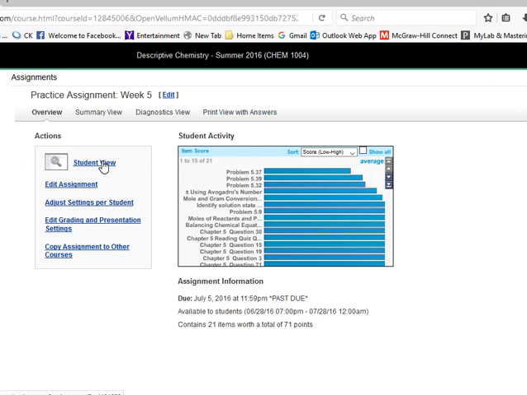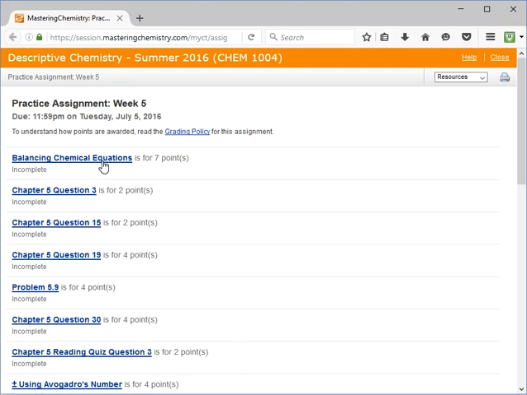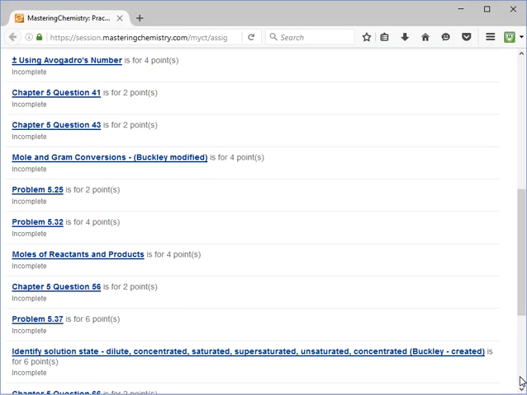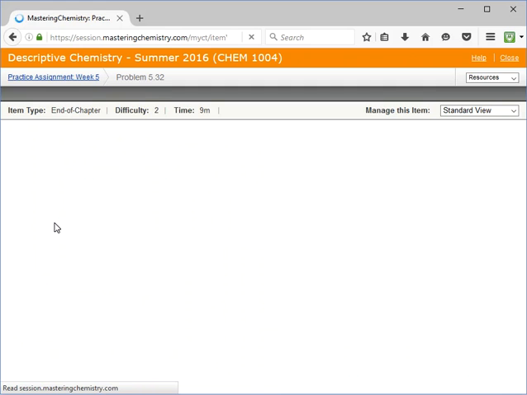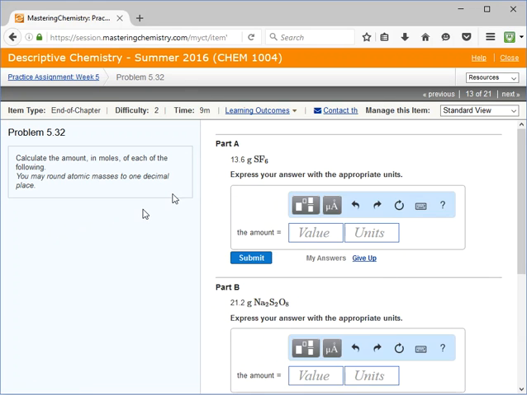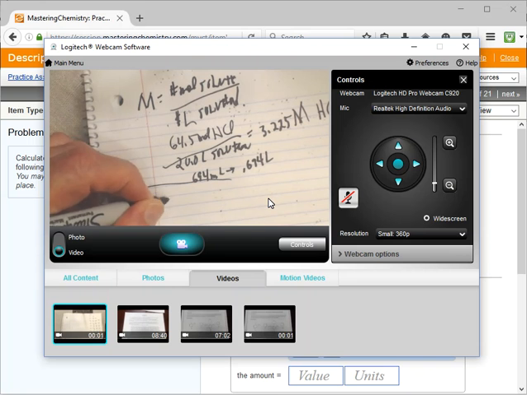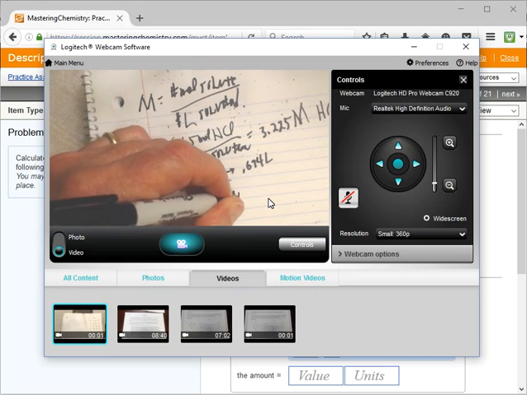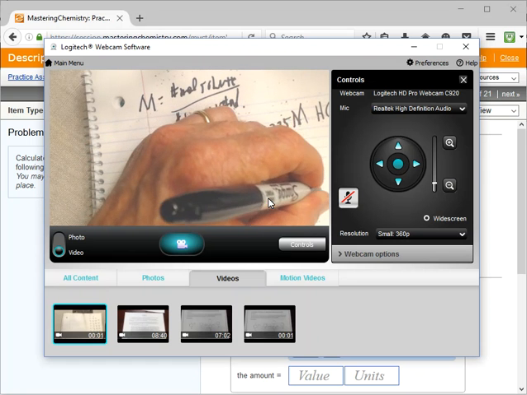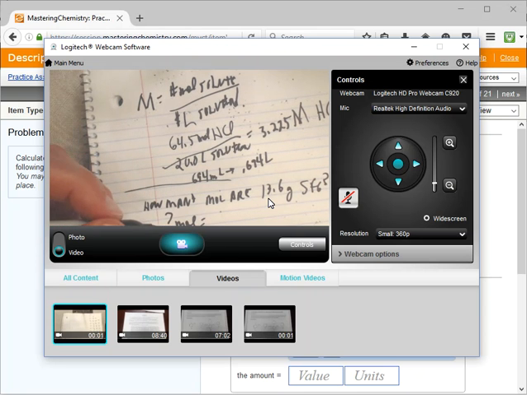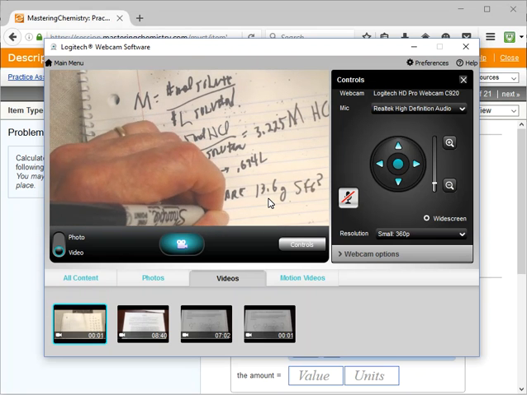Now 5.32. Student view here. 5.32. These are gram to mole conversions. Calculate the amount of moles of each of the following. You may round the atomic numbers, and this is one we've been through. I think I did a video on this one before as well, but just to make sure, let's go back into here. Basically the question is how many moles are in 13.6 grams of SF6. So you set up and say, okay, I want to know about moles. Here's my conversion factor method again. Let's start with 13.6 grams of SF6.